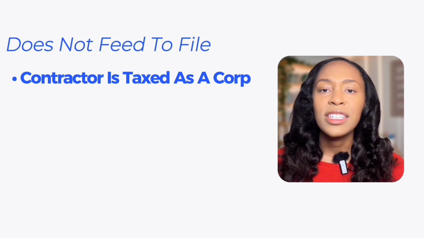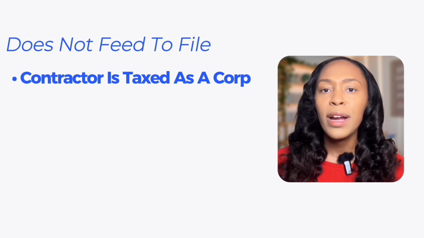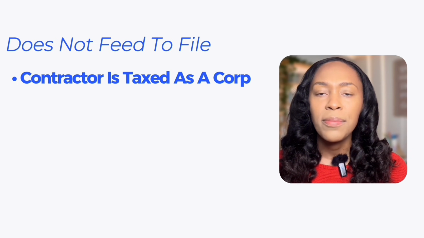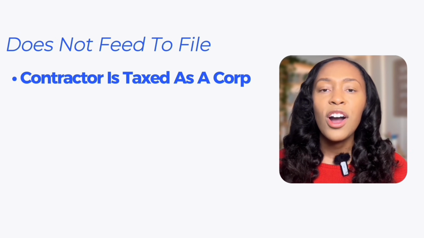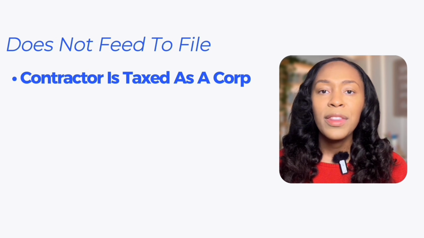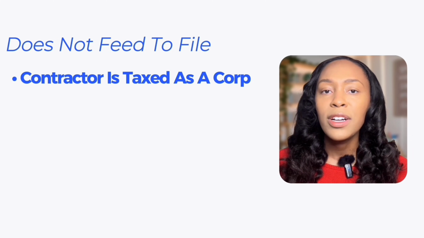And so if your contractor is taxed as an S Corp or C Corporation, in most cases, you don't need to file a 1099 NEC form. And the reason is because corporations already report their income separately. Now, how do you know if they're a corp? That's where the W-9 comes in, which we'll cover a little bit later.